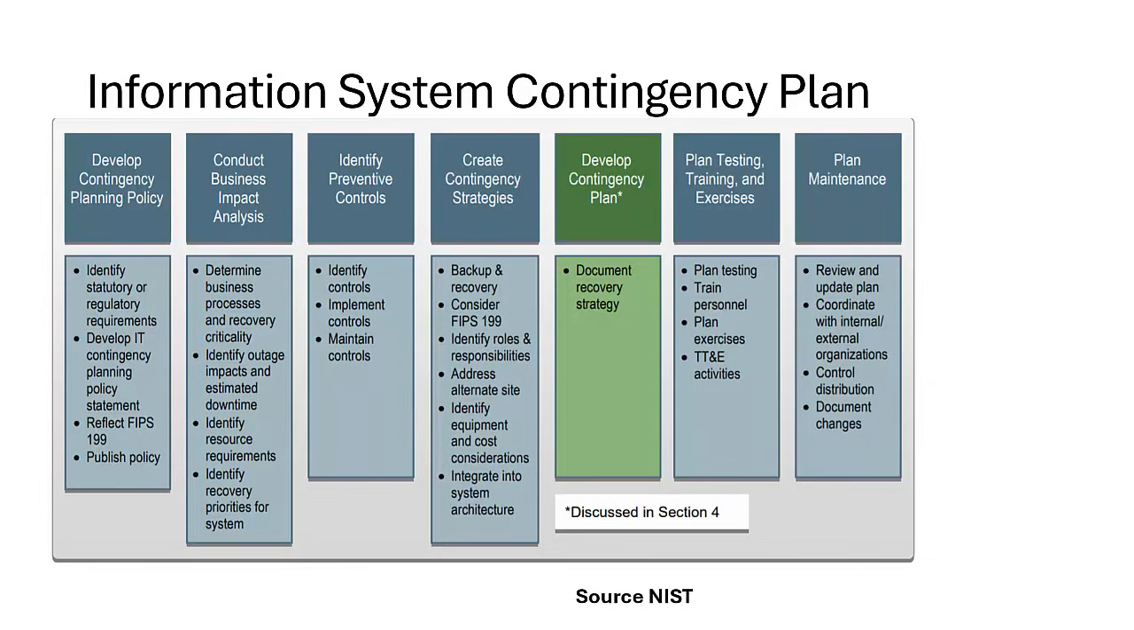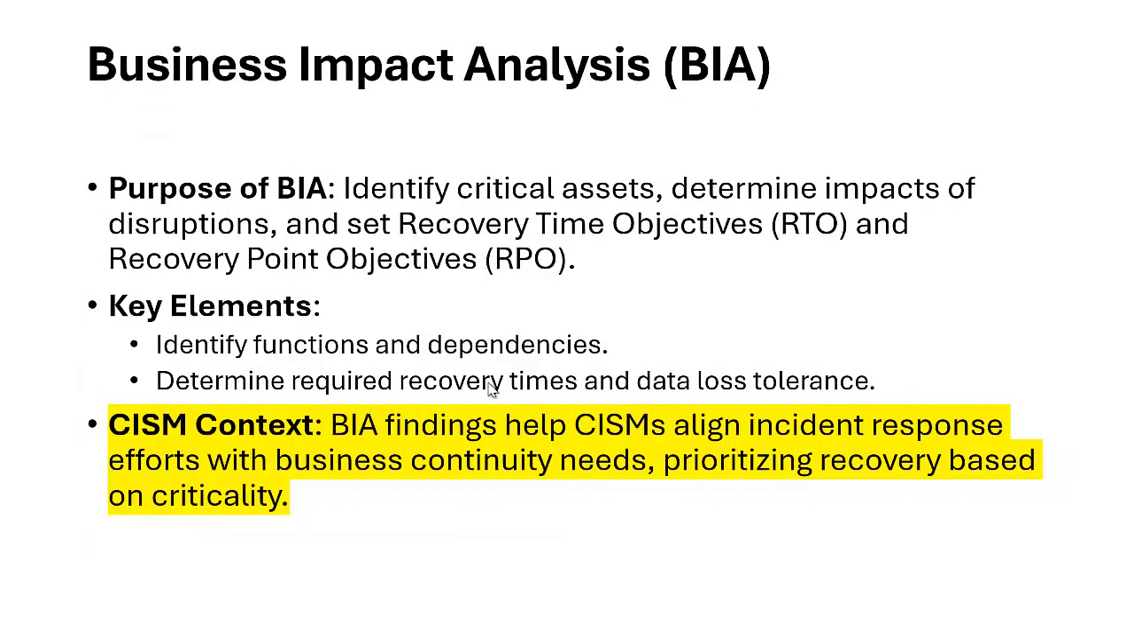Now another important thing we talk about here is the purpose of BIA. BIA identifies critical assets, determines the impact of disruption, and sets the RTO. The key elements are to identify functions and dependencies and determine the required recovery time and data loss tolerance. From the CISM context, BIA findings help the CISM align incident response and business continuity needs, because based on a BIA, we can prioritize recovery based on criticality.